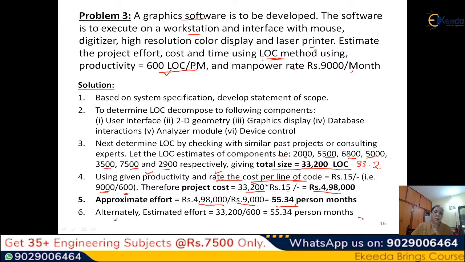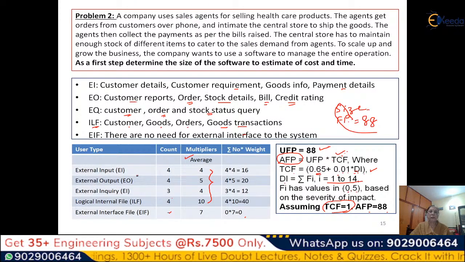Otherwise, alternatively, you can also take the 33,200 lines of code, and 600 lines of code can be coded in 1 month. So if you divide this by this, the same answer you will get, 55.34 months. So this is another way questions can be posed to you and how you can solve it.